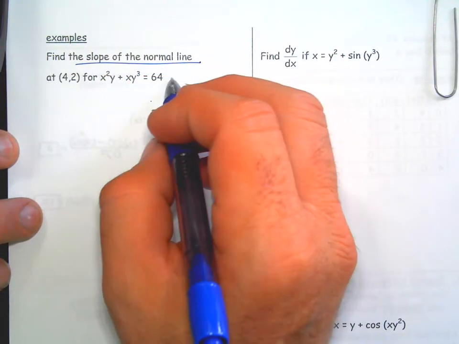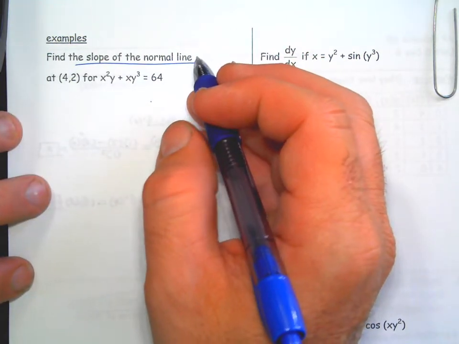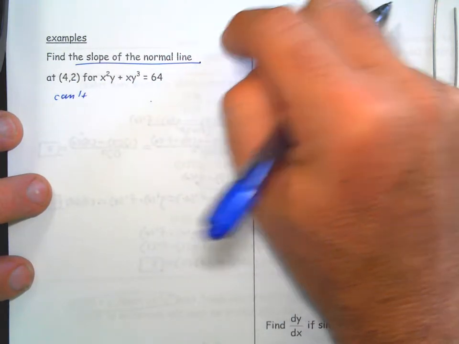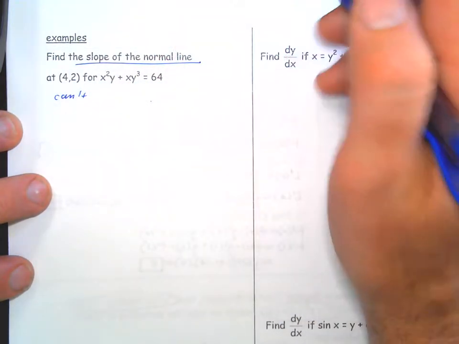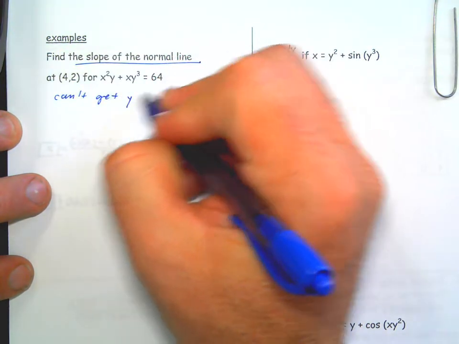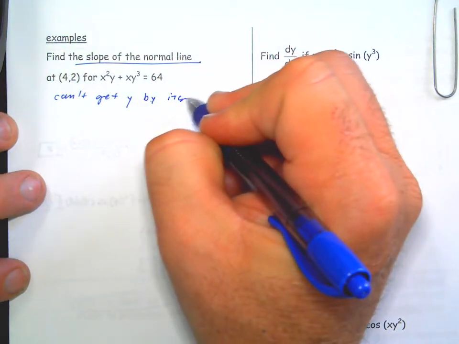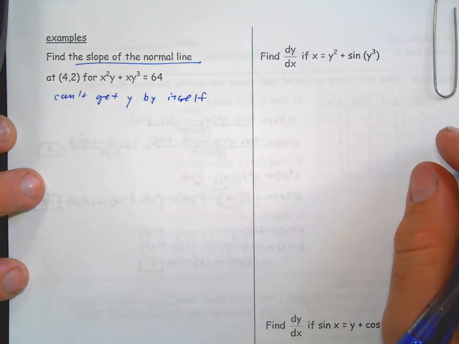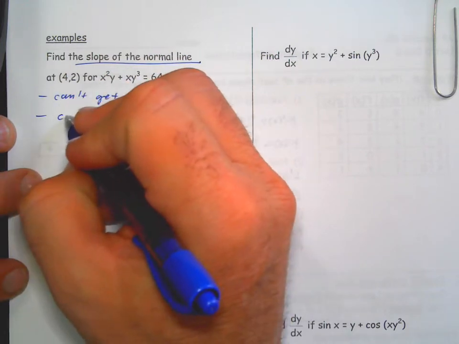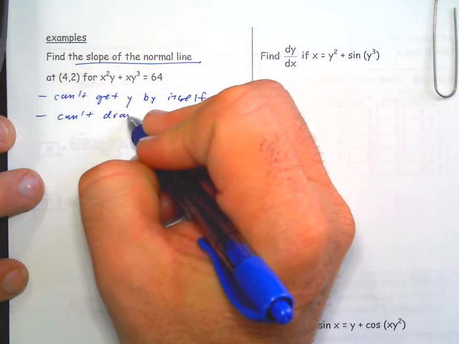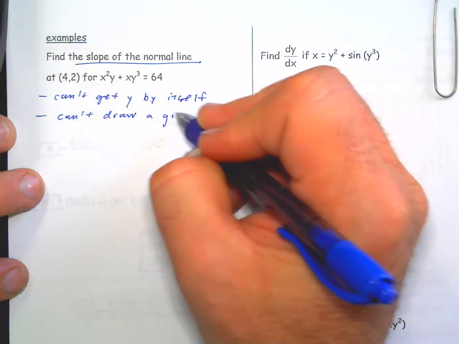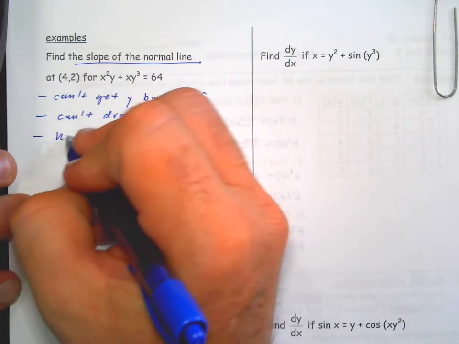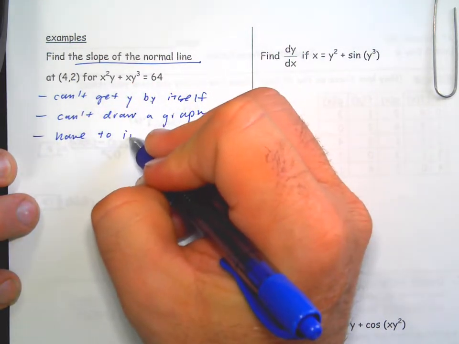Now, trying to get y by itself here, it's not going to happen, right? I mean, we did that last problem implicit and explicit because we could, but here we can't get y by itself, or it's really hard to do, right? Or maybe it's not that hard, but you just don't want to do it. Okay. And we can't draw a graph of it. So we can't do the geometric approach, right? So we have to do it implicitly.